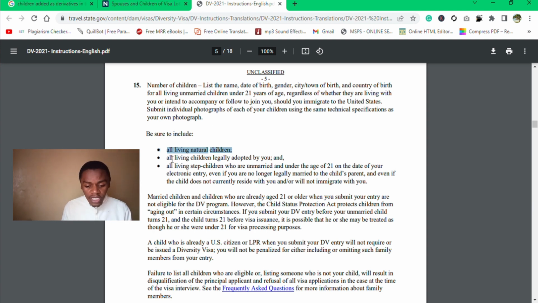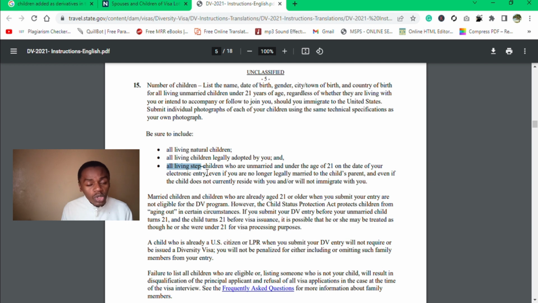The second category is all living children that are legally adopted by you. These are the children that through court procedures or legal procedures, have been acquired by you. By the law, they belong to you. They all are eligible to be added as derivatives.